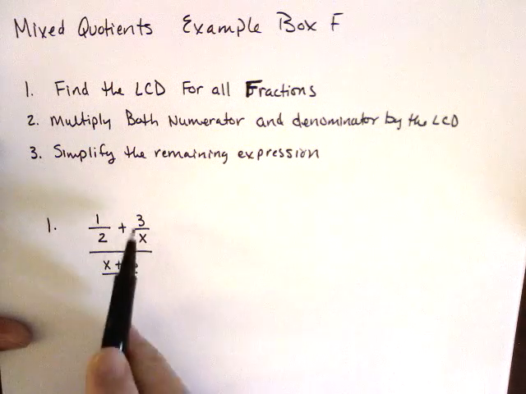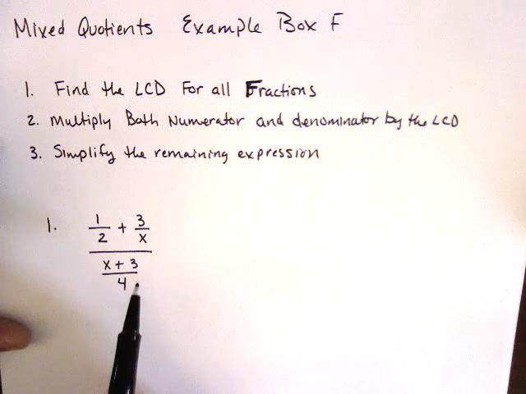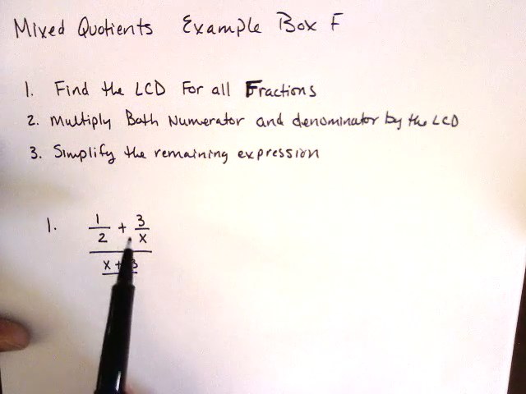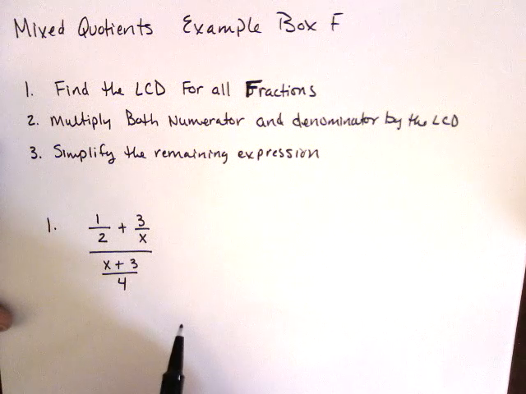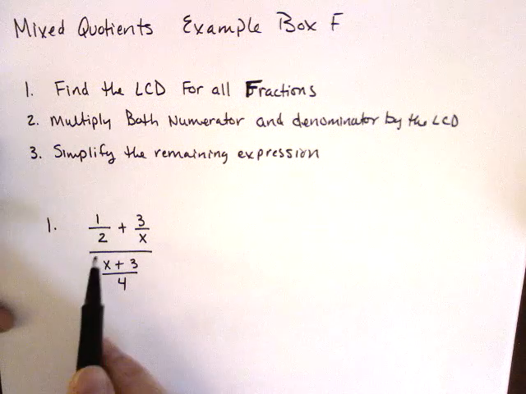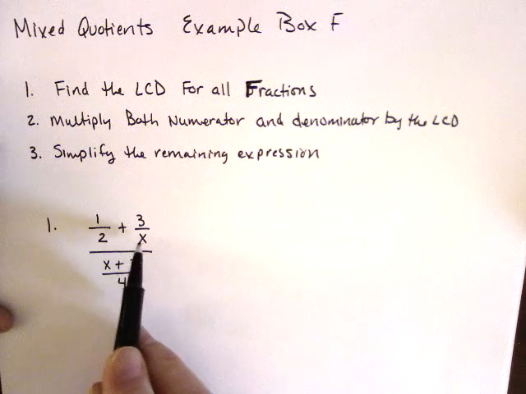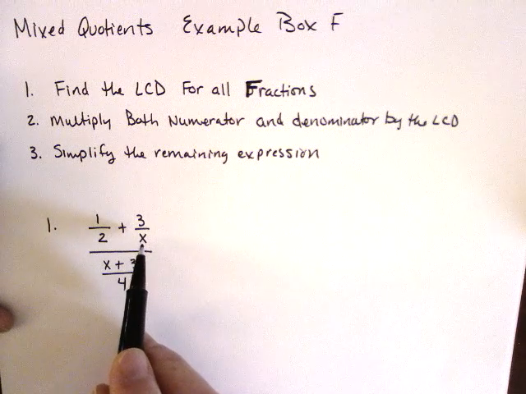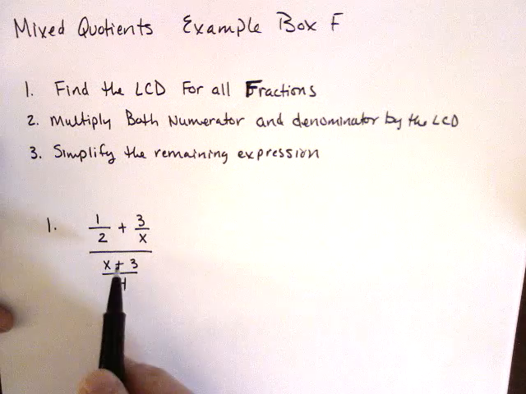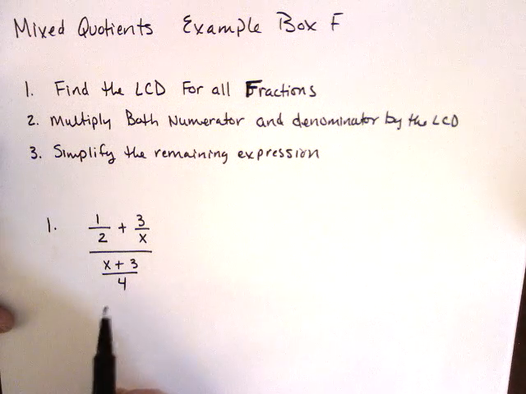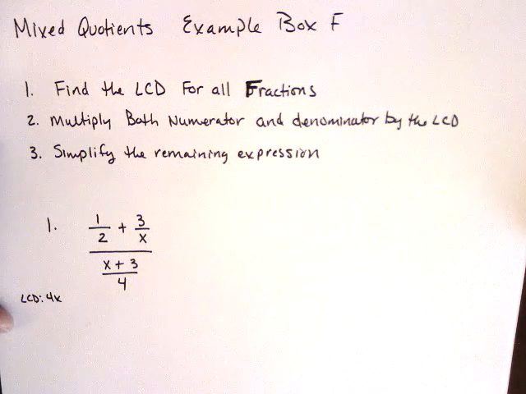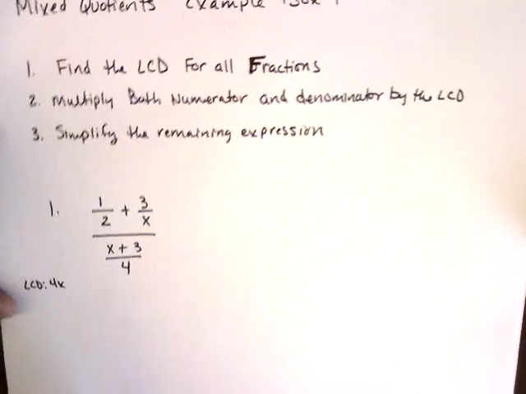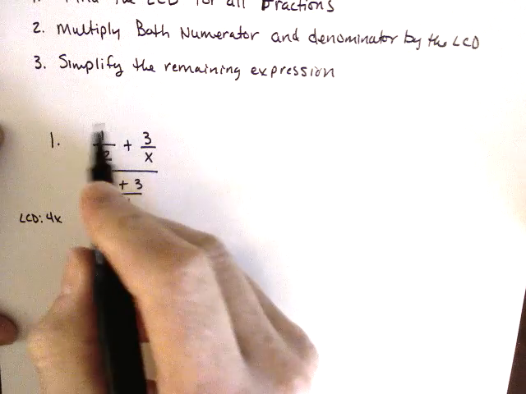So you want to look at all fractions that are in the expression. Notice the mixed quotient is just a division problem. It's fractions divided by fractions. So we just want to eliminate the fractions by multiplying through the LCD. This fraction has a denominator of 2. This one has a denominator of x, and this has a denominator of 4. 2, x, and 4 all go into 4x. So our LCD is, in this case, 4x. So we're going to multiply every expression through by 4x.